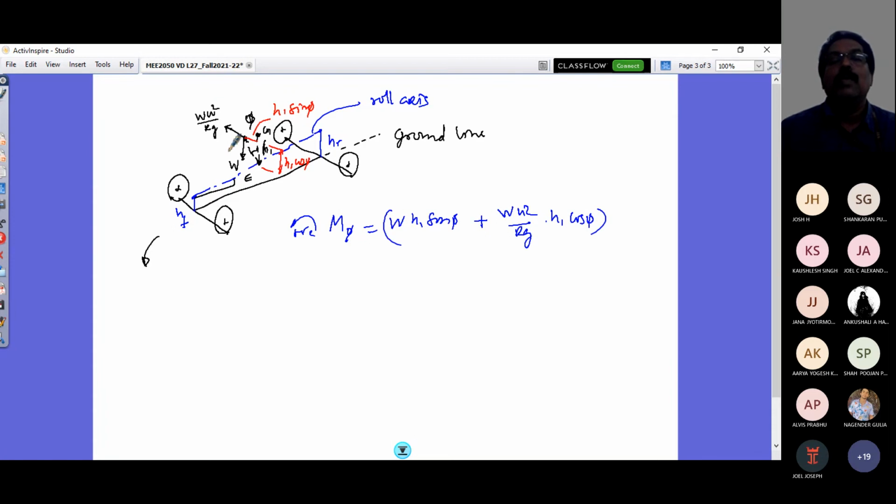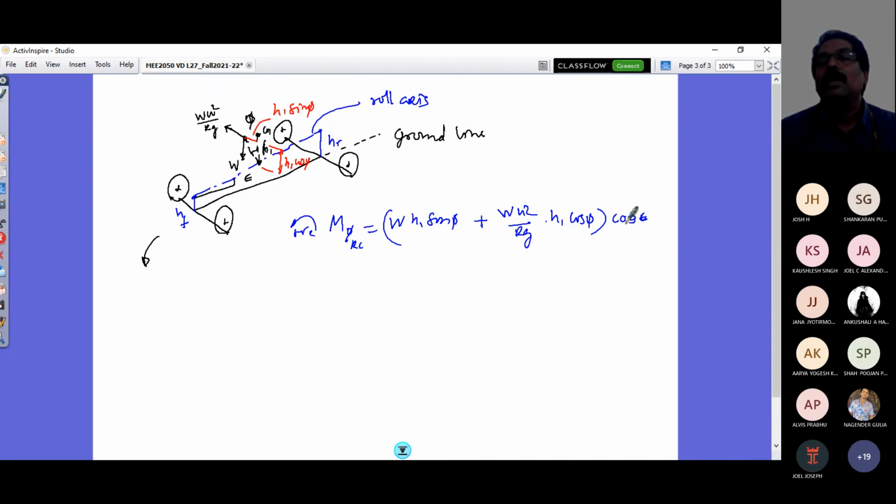So this is now the moment about this point, about the roll axis. But I wanted to have it with respect to the longitudinal axis of my vehicle, that is horizontal, parallel to the ground. So you have to multiply by cos psi.